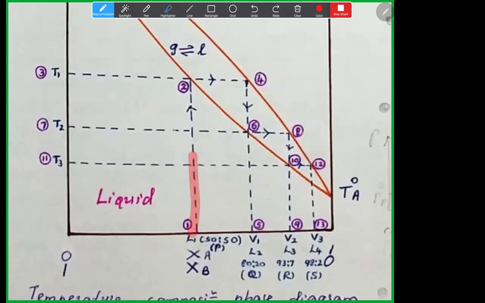Then I'm going to come up to here. Then I'm going to hit the vapor curve. This point has the maximum vapor. So I'm going to cool the vapor. See, the temperature is going down and down and down. When it is cooling, now I'm going to get into this liquid. That liquid is the one I got from this one. So it has this 80:20 composition.